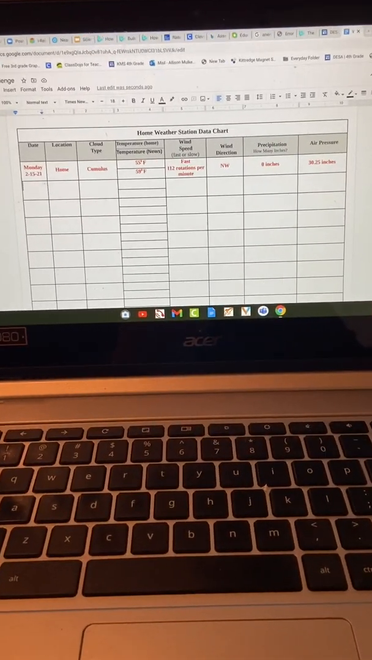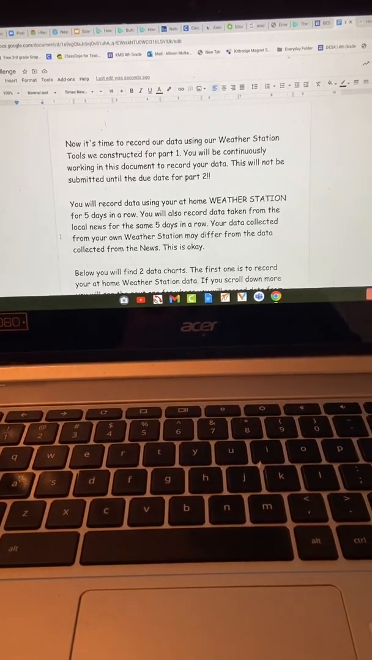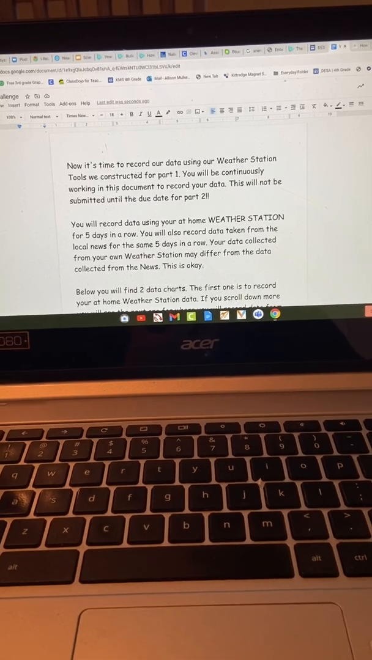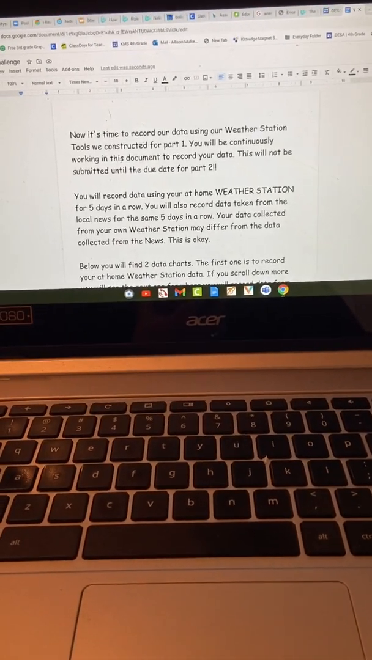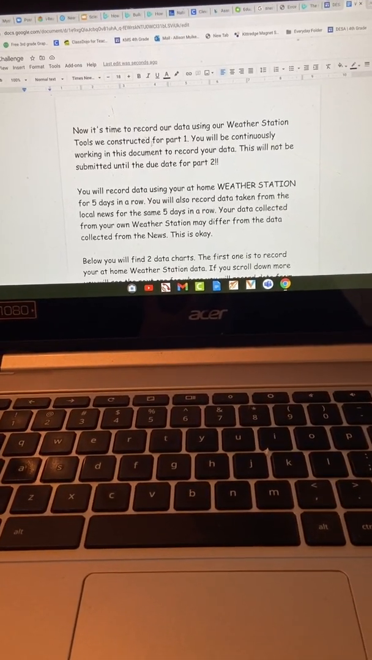All right, guys, so now we need to record our data. So in Verge, you're going to have a document on your assignment page, and it's going to have your charts given to you, which is great because you're going to be able to type directly into the chart. So you'll have a directions page. It'll look just like this, and it's going to tell you that now it's time to collect our data.